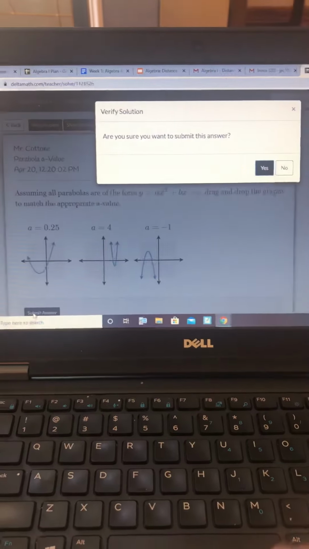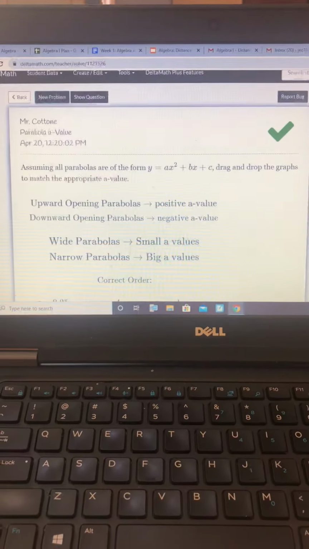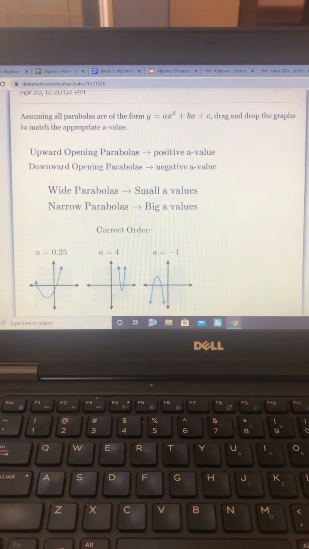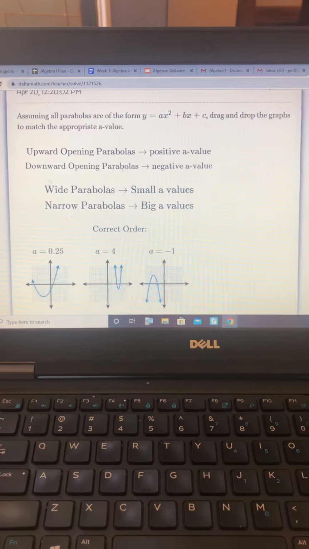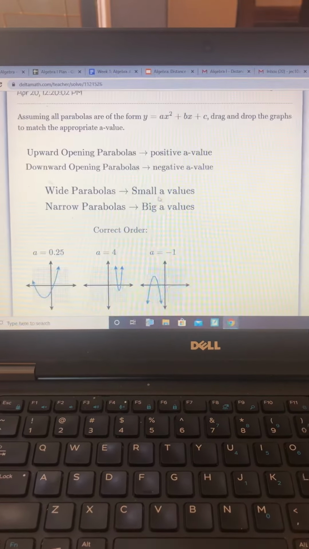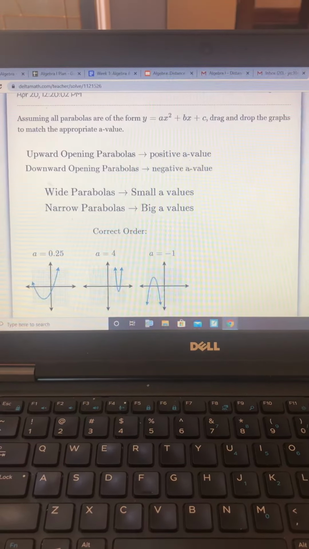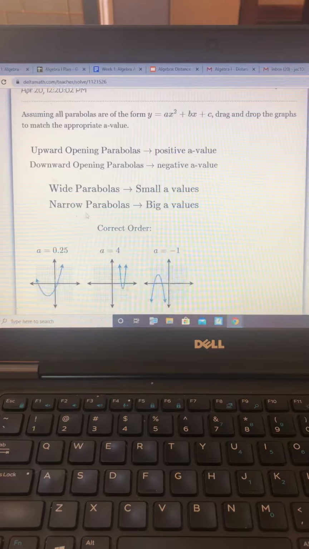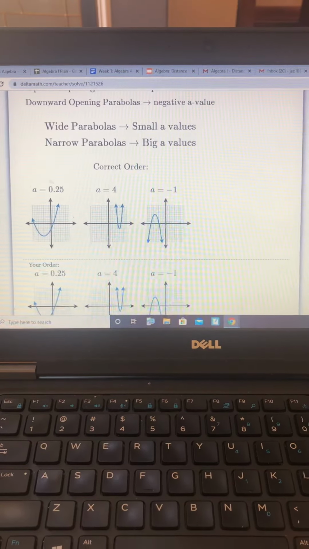I'll hit submit, I'll confirm my answers, and you can see that we are correct. And again, you can kind of see their work, where the a value being positive opens upward, the a value being negative opens downward. A smaller absolute value of a makes it wider, and a larger absolute value of a makes it narrower. It's a little bit tricky with the dragging, but just keep working on it. They'll fall into place. All right, beautiful.